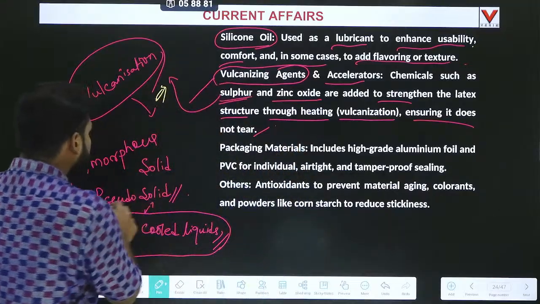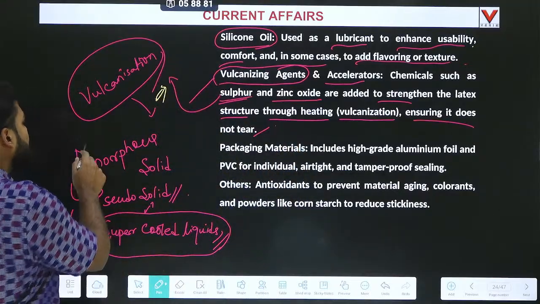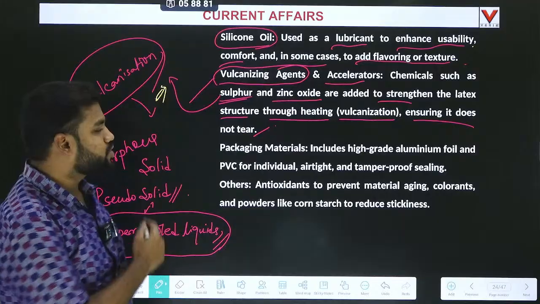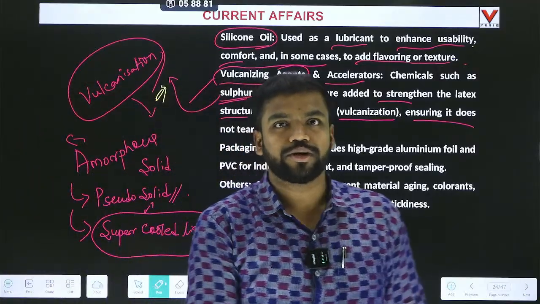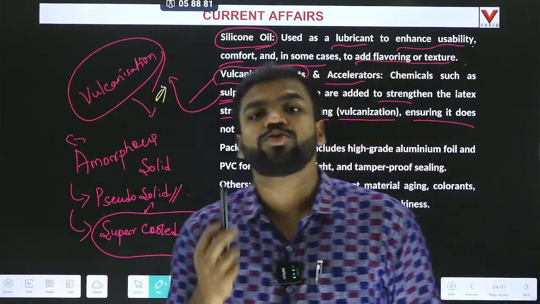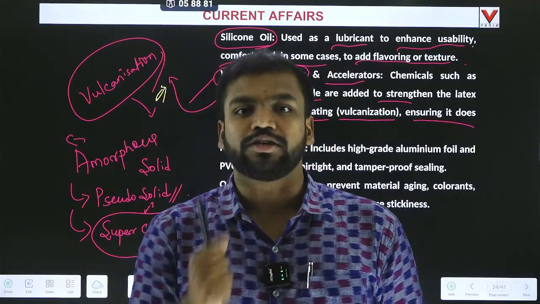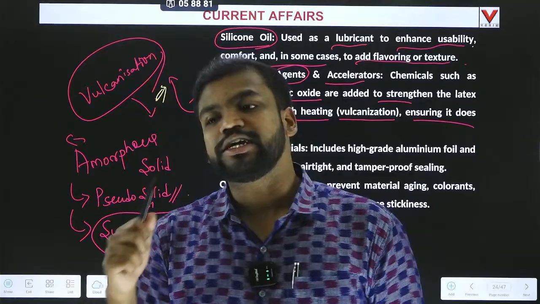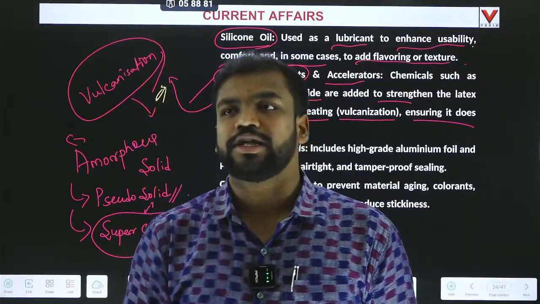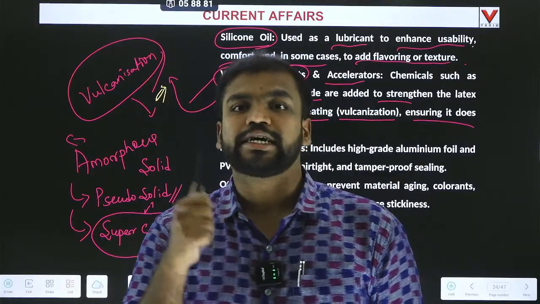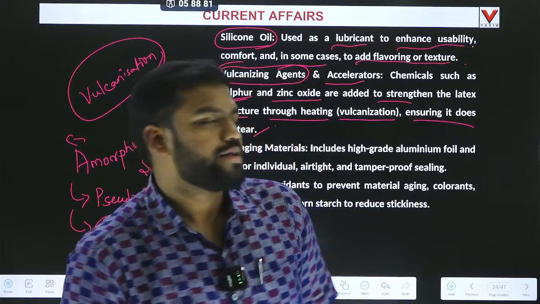By the way, amorphous solids are pseudo solids or supercooled liquids. Opposite to this are crystalline solids. Okay, crystalline solids means what? They are true solids. By nature they are solid, and we use them as solid. But amorphous solids, by nature they are not solid, but we use them as solid. Like rubber, plastic and glass are amorphous. Okay, right?